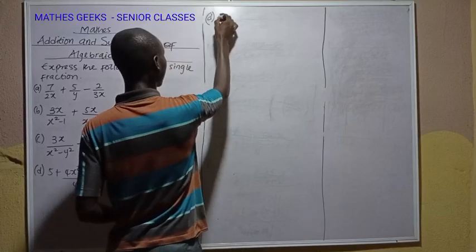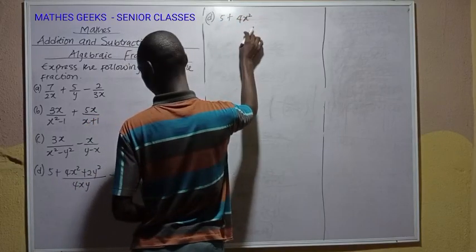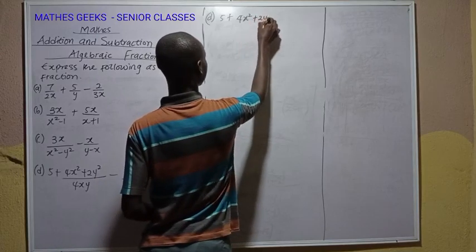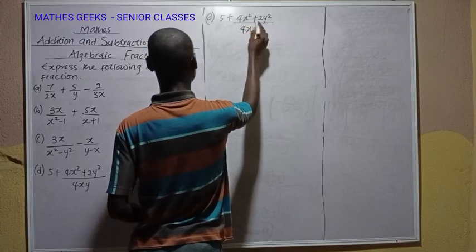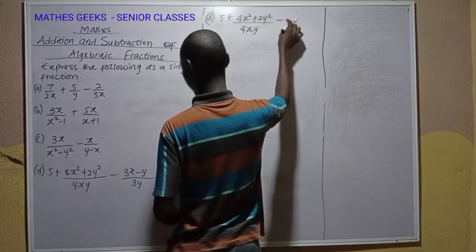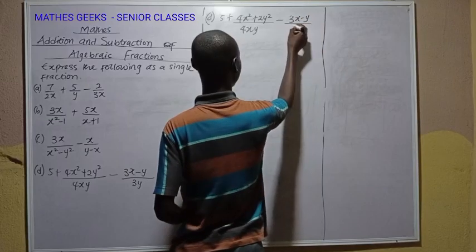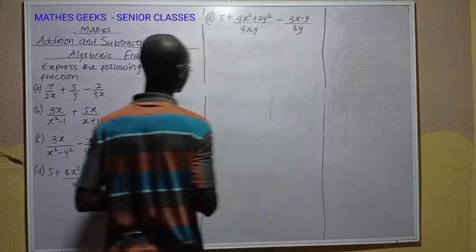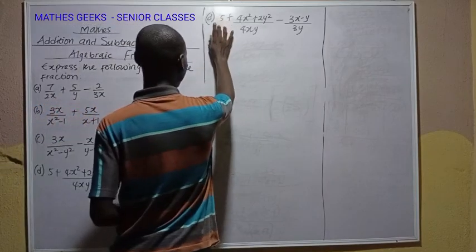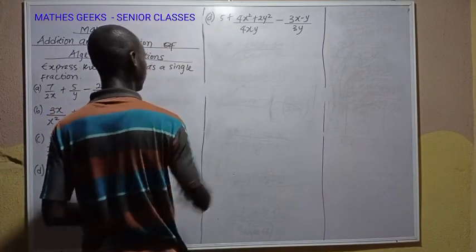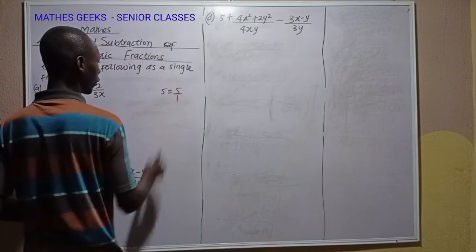The 5 plus (4x squared plus 2y squared) over 4xy, minus (3x minus y) over 2y. Okay. This part is a whole number, so we're going to convert it to a fraction. Remember that 5 is equal to 5 over 1.